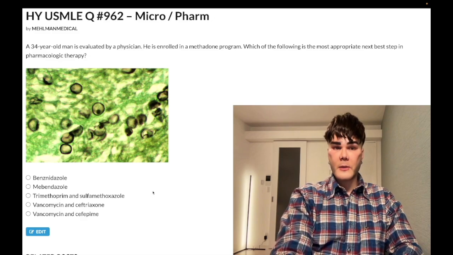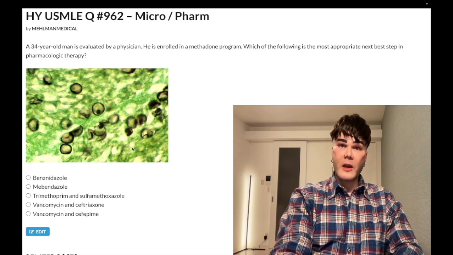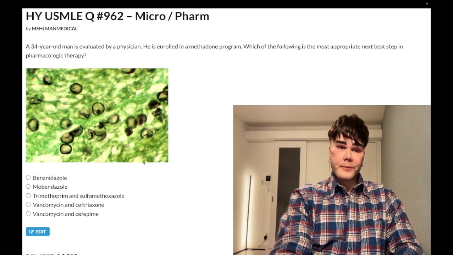Choice C, TMP-SMX, correct answer. Diagnosis is Pneumocystis jirovecii pneumonia. We're looking at a bronchoalveolar lavage with silver stain showing the yeast. I jacked this image off of Wikipedia. Extremely buzzy image, okay? So it's not hard.